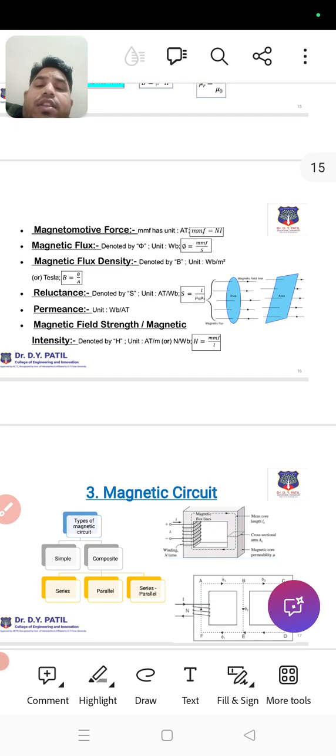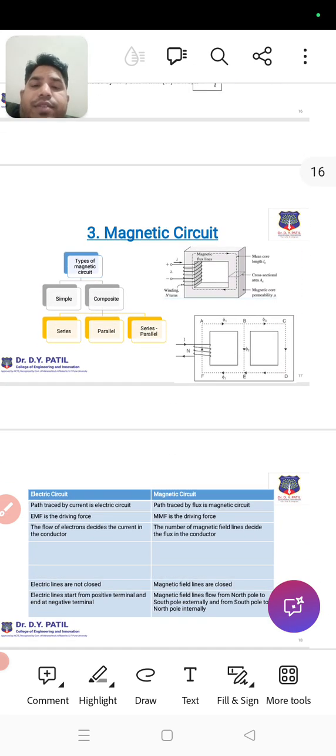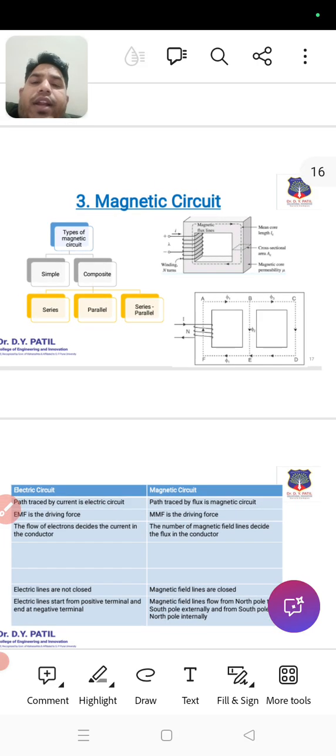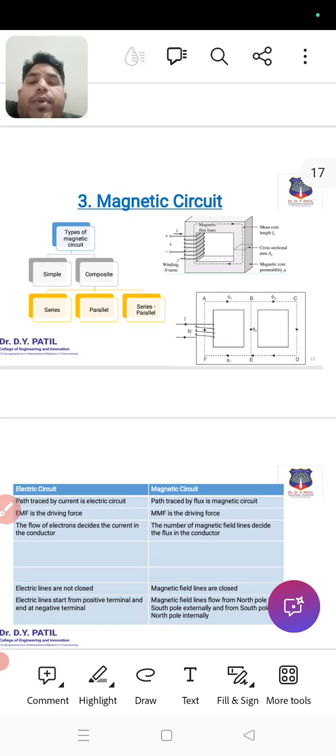Magnetic field strength, or intensity, is the ratio of mmf to the length. The mmf unit is AT and length is meter, so AT per meter. So it's all about the intensity. The second thing is the magnetic circuit. There are two types of magnetic circuit: simple series and series parallel.